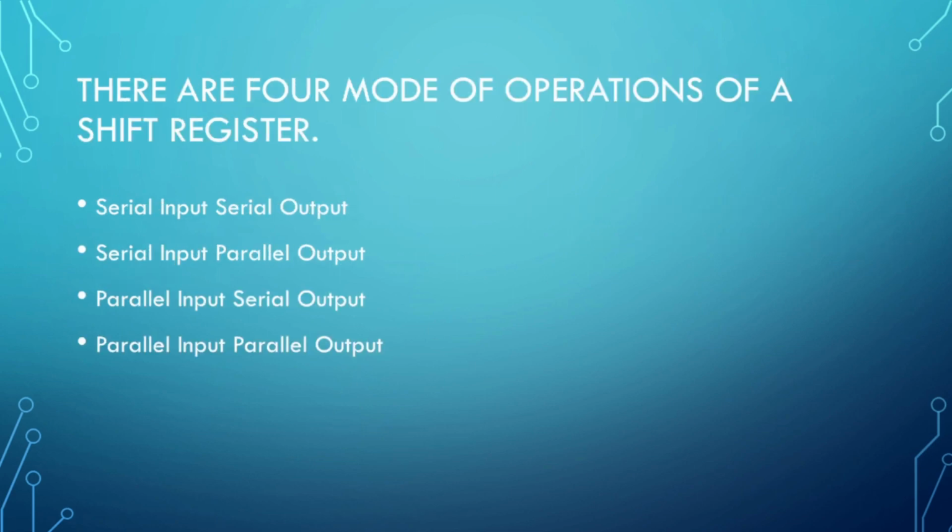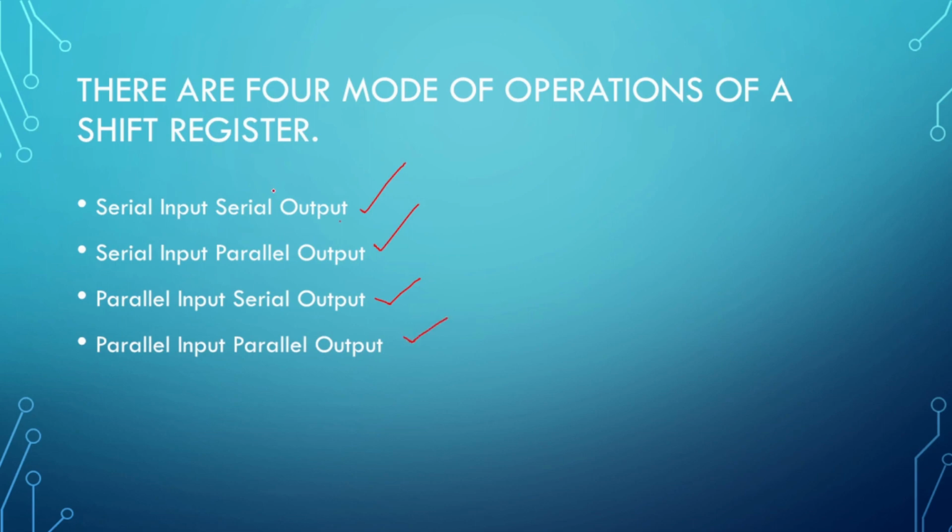Usually, the shift register is classified into 4 types. First one is serial in, serial out. Serial in, parallel out. Parallel in, serial out. And parallel in, parallel out.